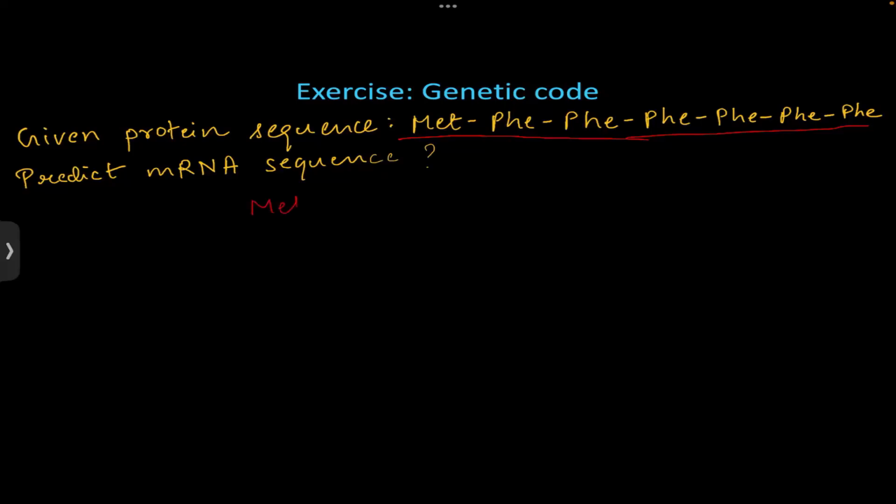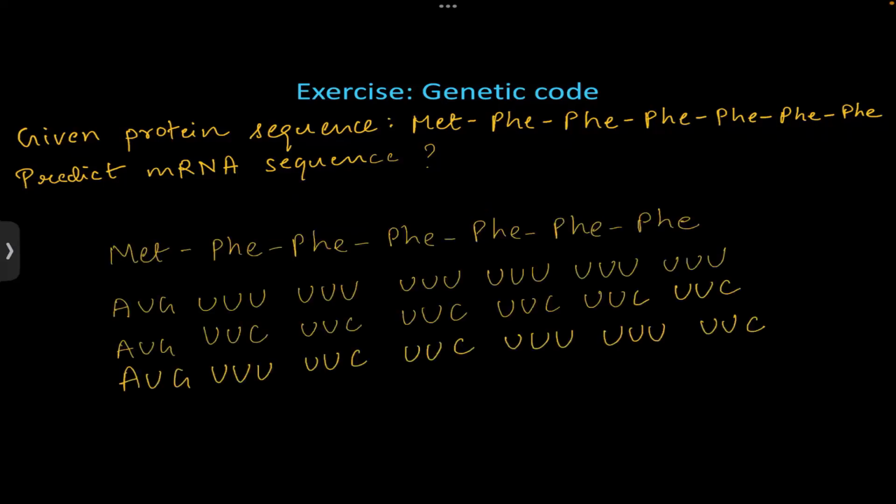Now MET, or methionine, is the amino acid that is coded by the start codon AUG. Then there is PHE. PHE can be coded by either UUU or UUC. All right. Here also PHE, so here also UUU or UUC. So you get my point, right? In this way, we can predict what the mRNA sequence will be. So these are the possible mRNA sequences.